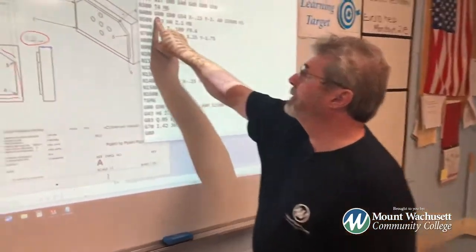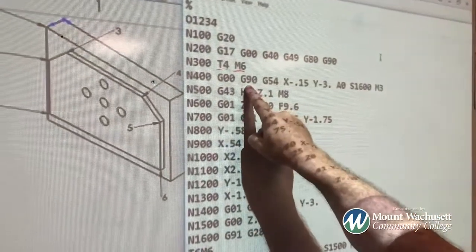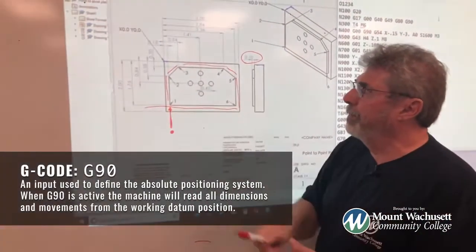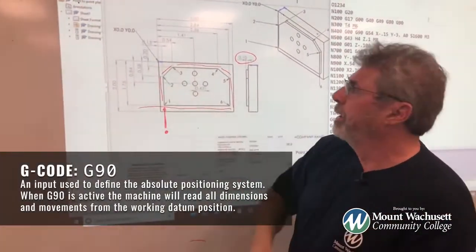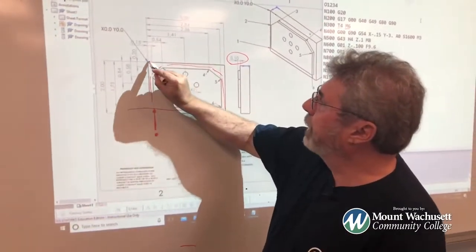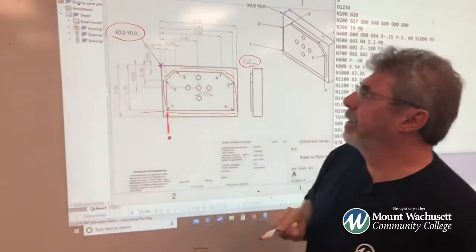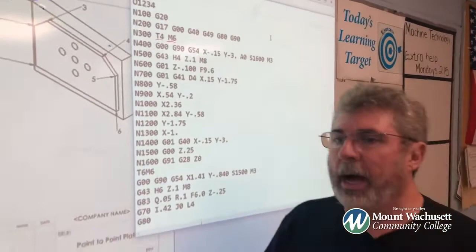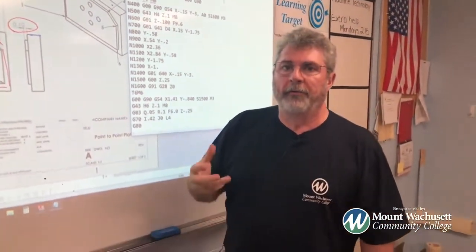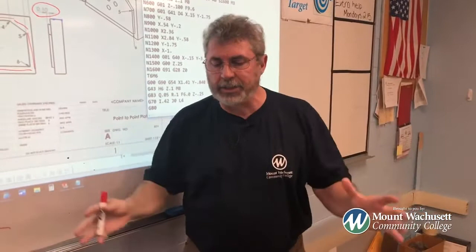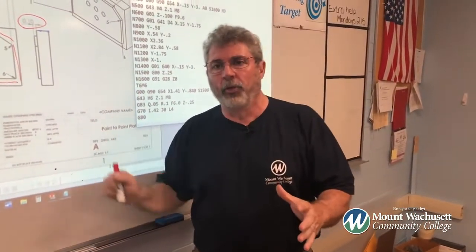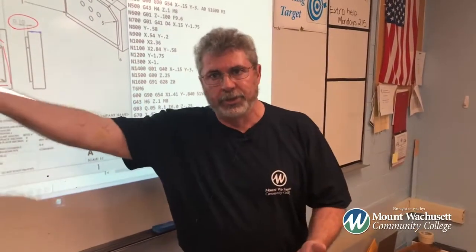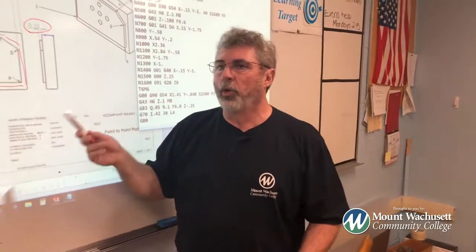So what I'm doing right now is I'm rapiding over using absolute coordinates. Absolute coordinates means all the dimensions in our program are coming from a fixed 0 point. And we said our fixed 0 point is right here, X0, Y0. G54 says I am using work coordinate 54. Now I could have 10 parts on the machine. Each part has an individual work coordinate, and it starts at 54, then it goes to 55, 56, 57, and so on. I am using work coordinate 54.